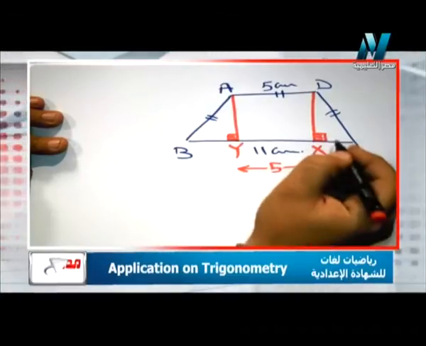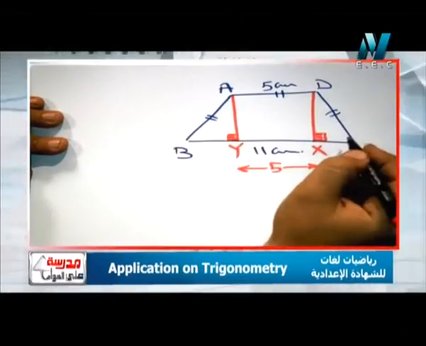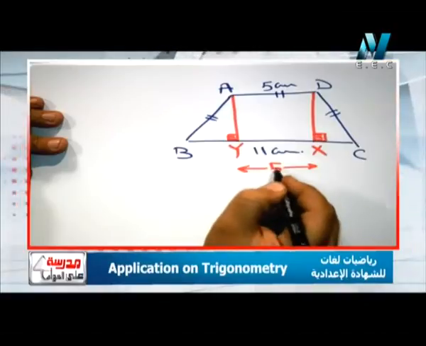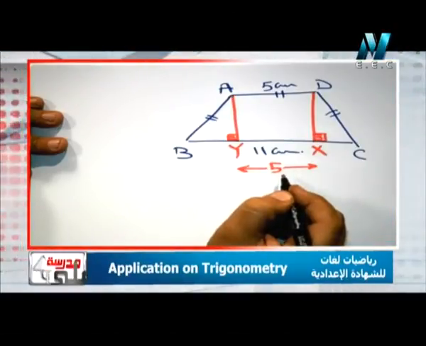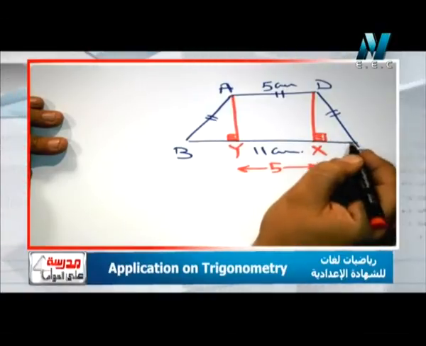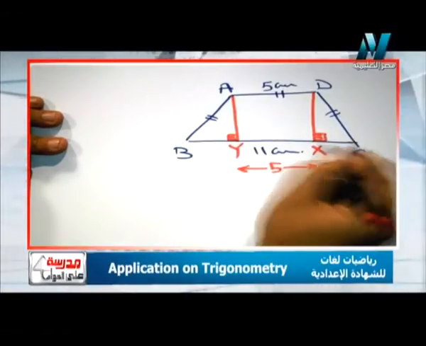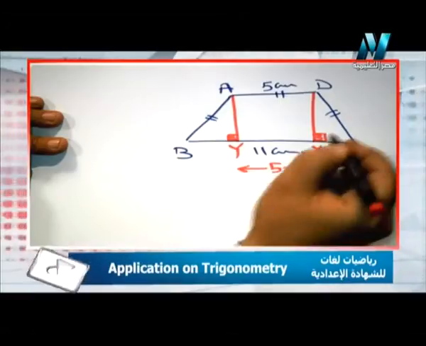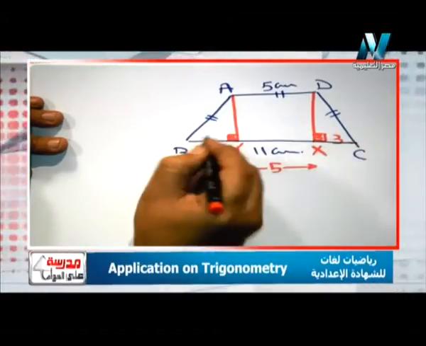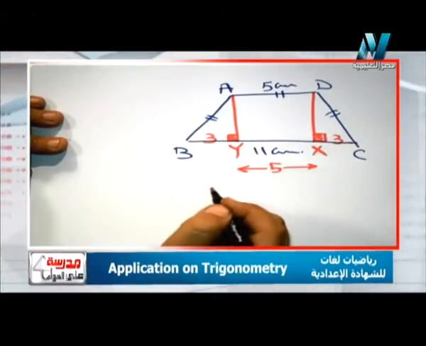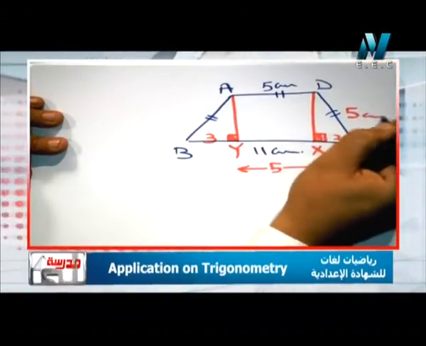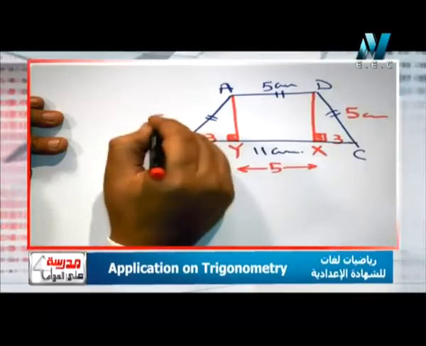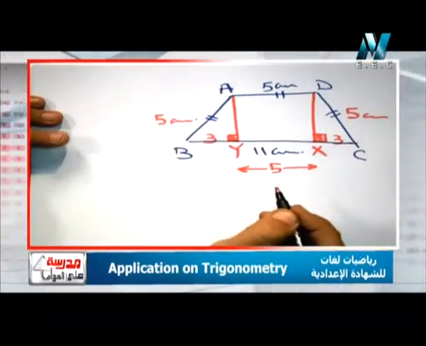And actually these two triangles are congruent triangles, so this 11, when I subtract 5 from 11, what is left is 6, and this 6 is divided between the length of these two sides, CX and BY. So this will be 3, and this is 3. Okay, here of course 5, it's written in the question. This is 5 centimeters, and this is 5 centimeters.